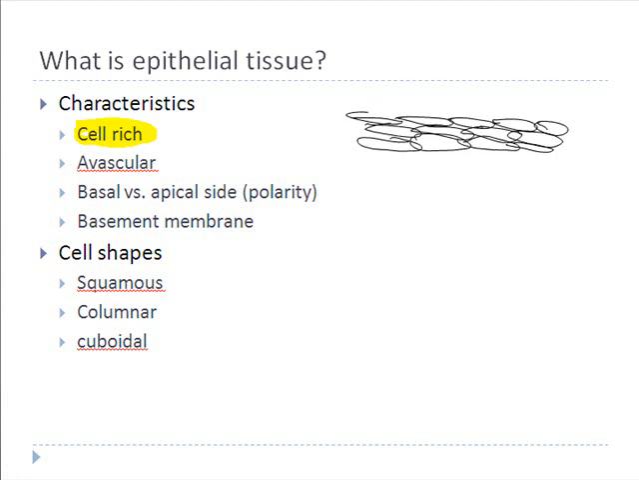And as a result, epithelial tissue is avascular. That means it has no blood vessels present. So the question becomes, well, if there are no blood vessels present in epithelial tissue, how do the living cells in epithelial tissue survive? Where do they get their nutrients? How do they get oxygen? What do they do to get rid of waste products and carbon dioxide? The answer is that immediately underlying any epithelial tissue, you will always see a layer of connective tissue.